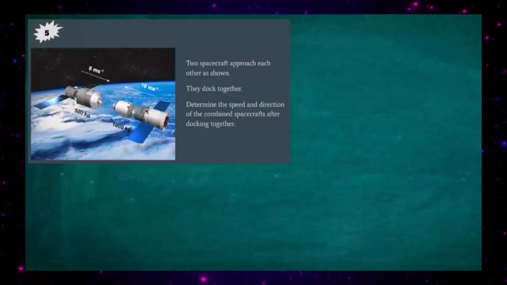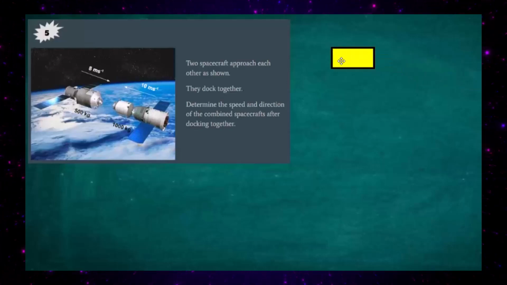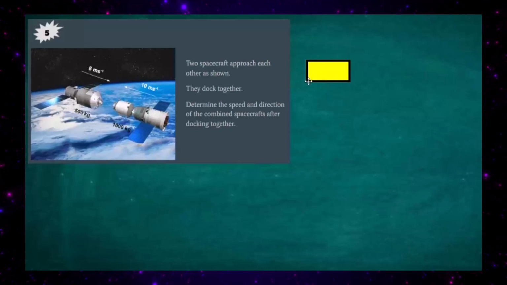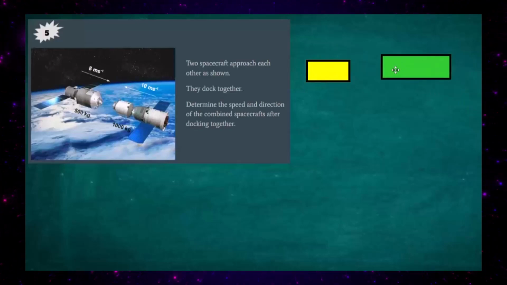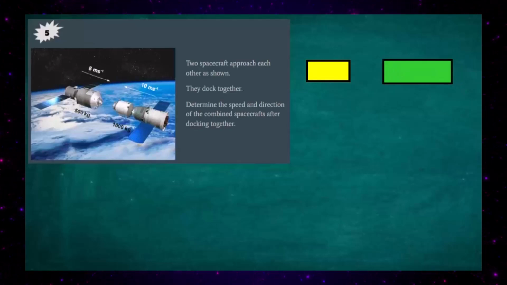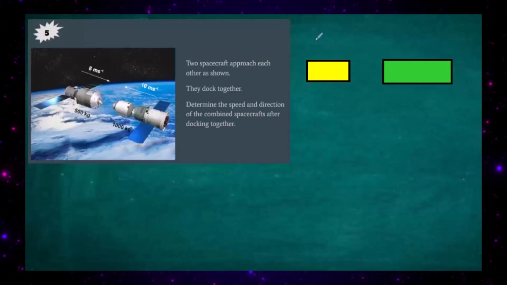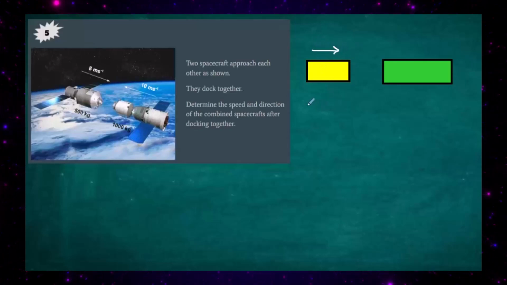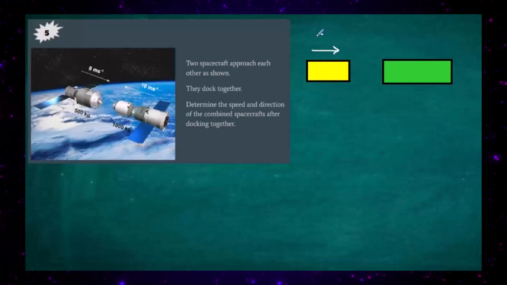First thing we do is draw a diagram of what's happening. We can use boxes to represent the spacecraft. That's the spacecraft coming from the left to the right, and that's the spacecraft coming from the right to the left. So we have the following information. We know it's going to be travelling in this direction, and it's going to have, first of all, a speed of 8 meters per second.